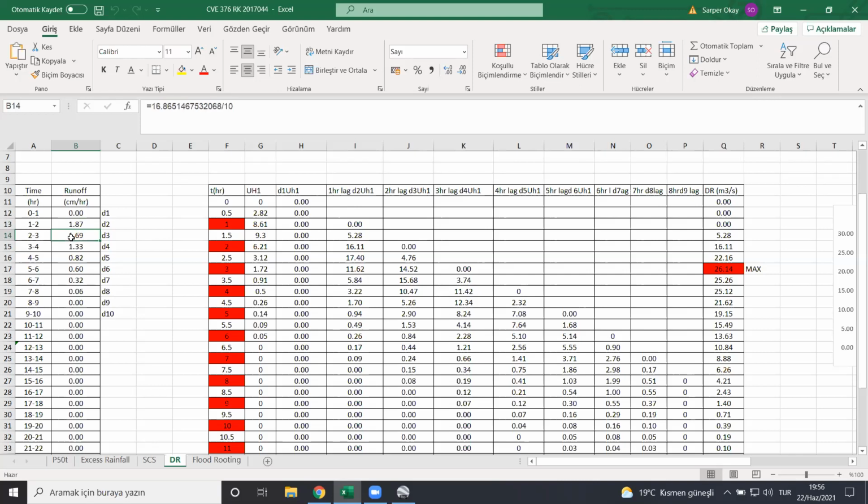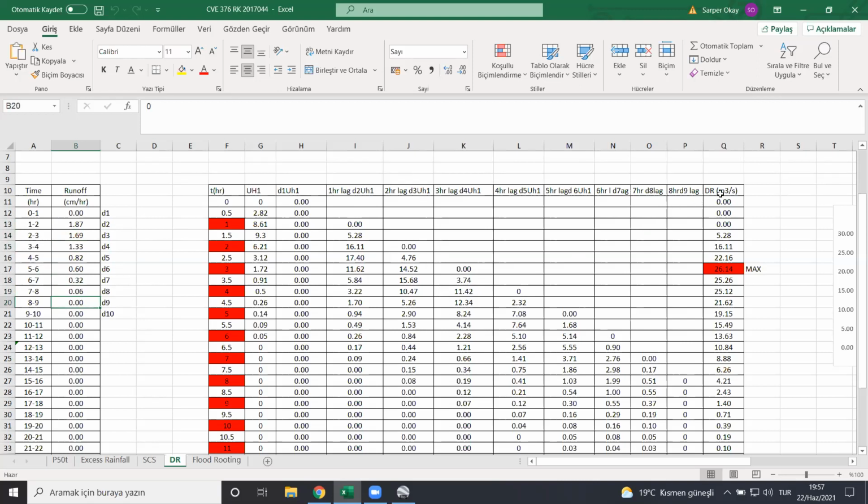Then we have a 2 hour lag, 1.69 OH1. 3 hour lag, 1.33 OH1. This D1 is this one, D2 means this one, D3 means this one. It goes like this. You need to do it for all these values because it goes till the 7 hour lag. As you see, when we come to the 8 hour lag, it's 0 again.